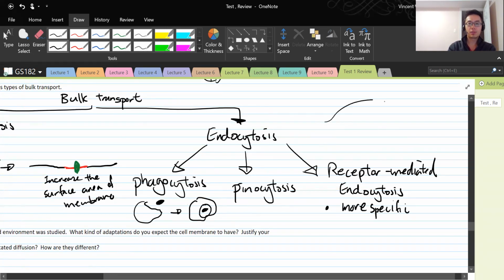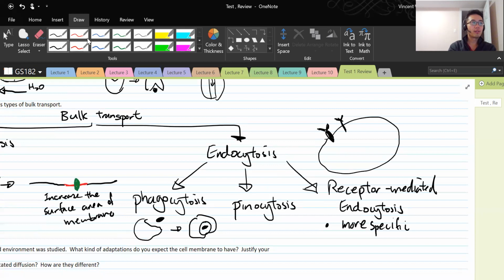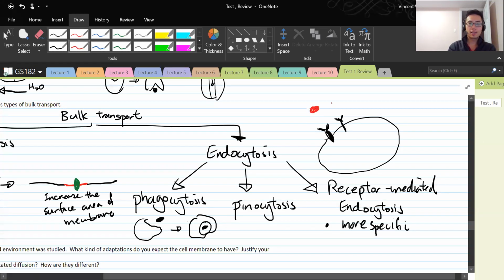Okay, so for example, here's a cell, and on the surface there is a little receptor here. If I have these little circle things that bump into the receptor, they will not be taken in. Only the triangles will be taken in. So when the triangle binds, it will cause the area to kind of cave in, right? And then afterwards, it will look like this, right? Along with the receptor, the material will be taken in like that.